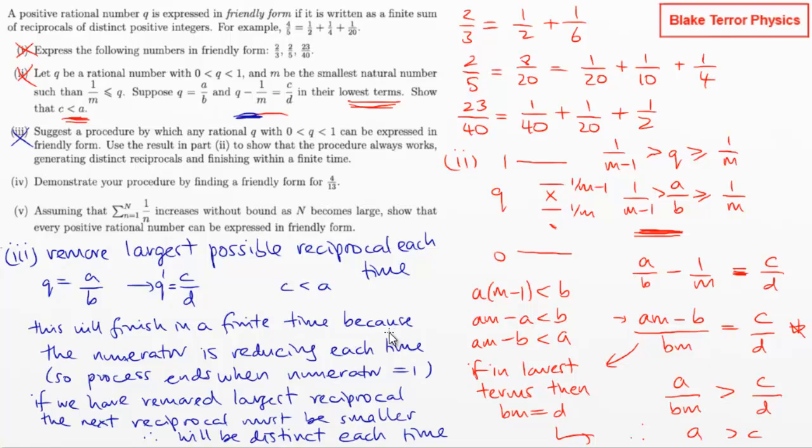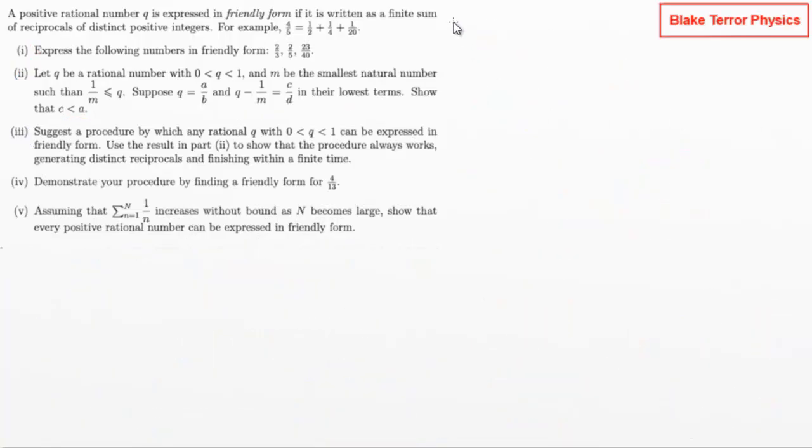Demonstrate your procedure by finding a friendly form for 4/13. Right, new sheet then. So 4/13. What is the biggest bit that we can take off of 4/13? So 4/13 is, well, that's more than a quarter, isn't it? Yes, that's more than a quarter. It's less than a third.